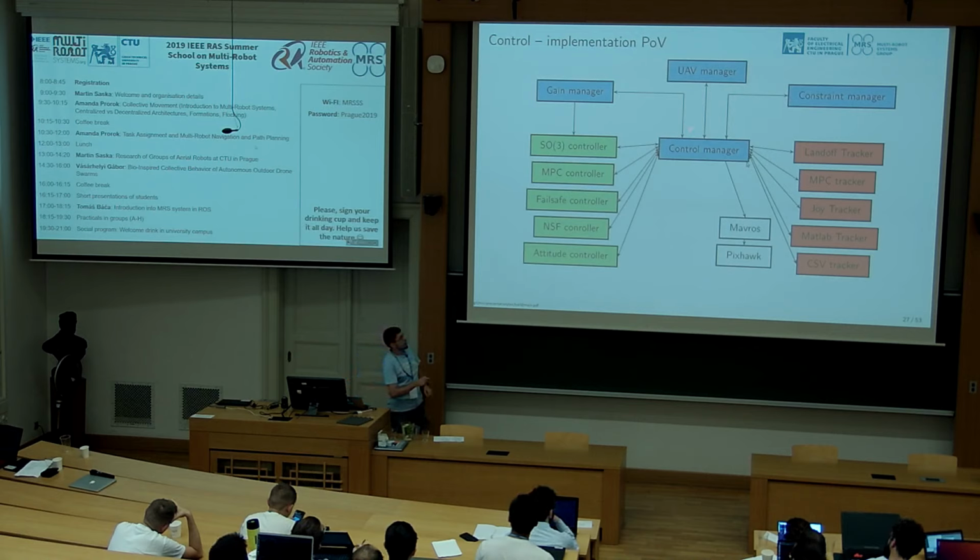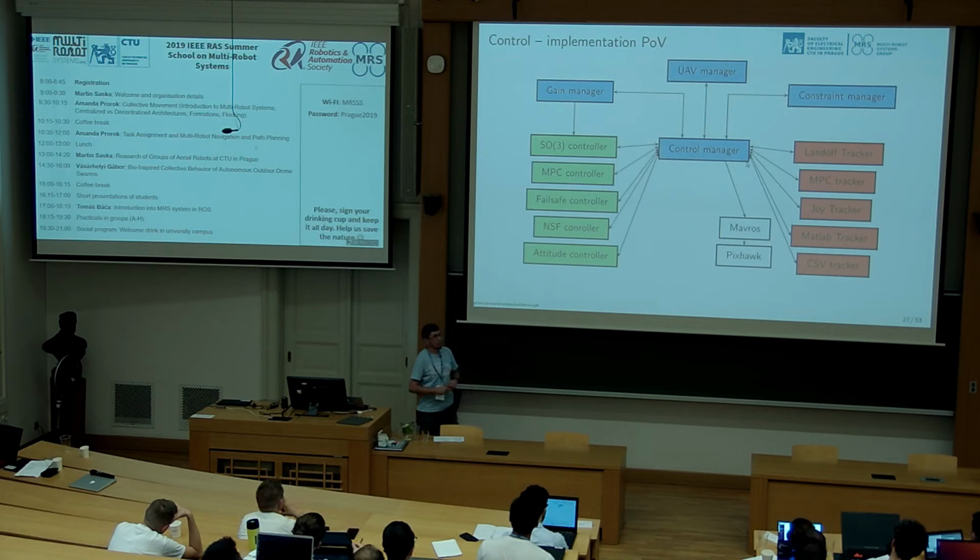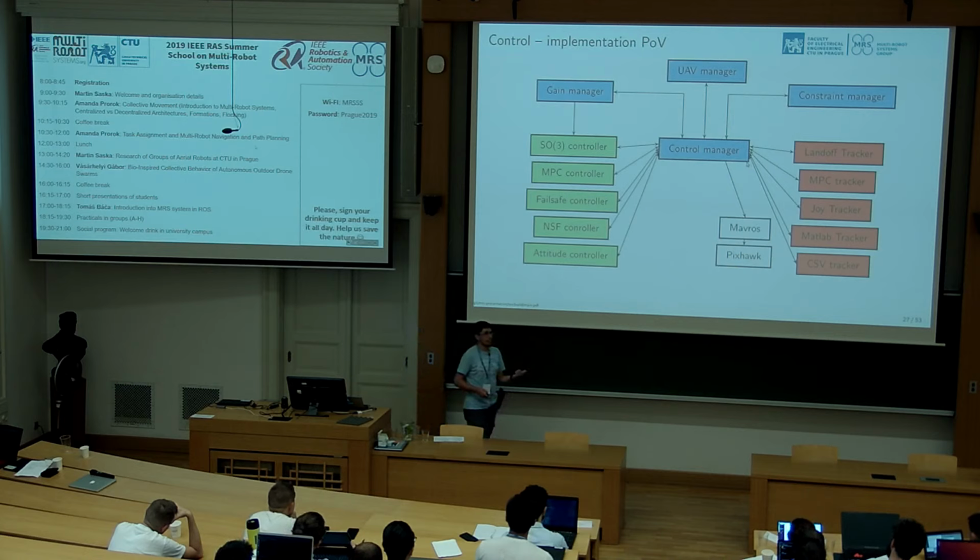We have something which we call a control manager. This is just a piece of code which integrates all the controllers which we have and all the trajectory generators, a la trackers, which we have. The thing is, we can fluidly switch from any controller to any other controller during the flight, as well as switch from any tracker to any other tracker during the flight. This is very important if your flight is something else than just a static experiment in controlled conditions.